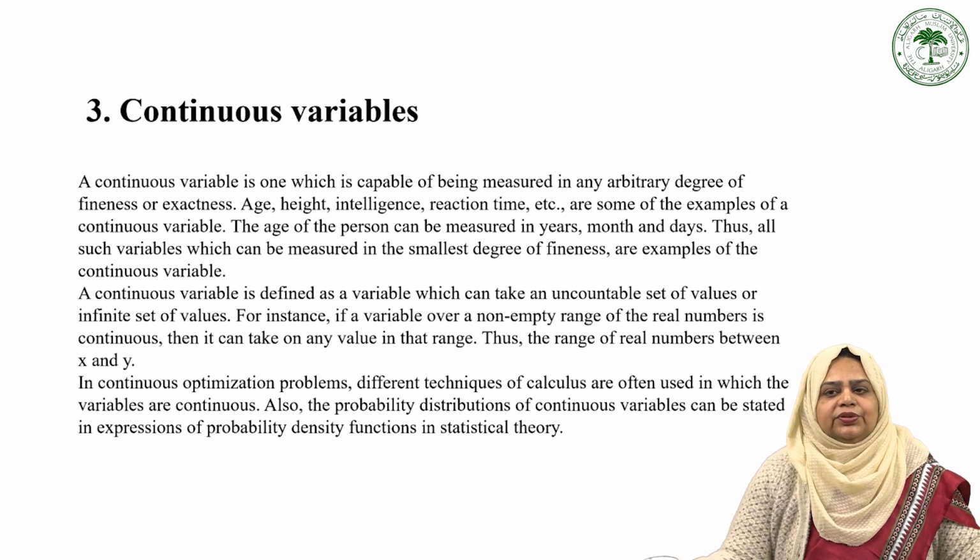In statistical theory, continuous variables are described using probability density functions. These functions help us understand the likelihood of different values occurring within a given range. For example, if we want to know the probability of someone's height falling within a certain range, we could use a probability density function to estimate that likelihood.